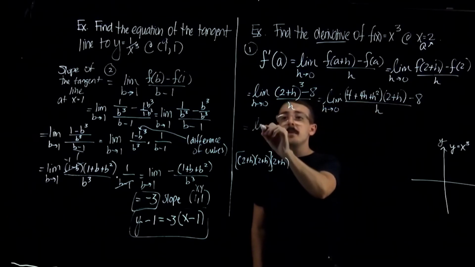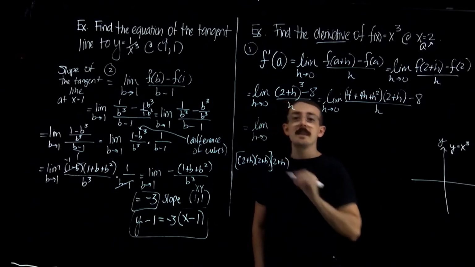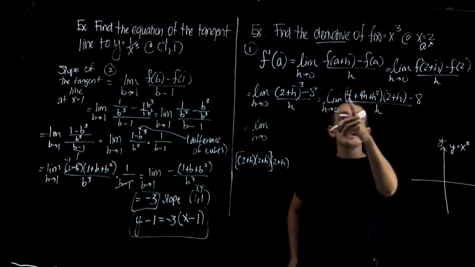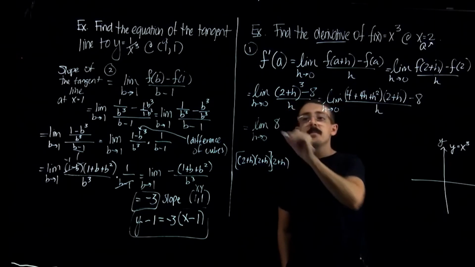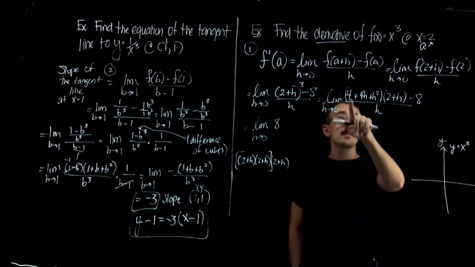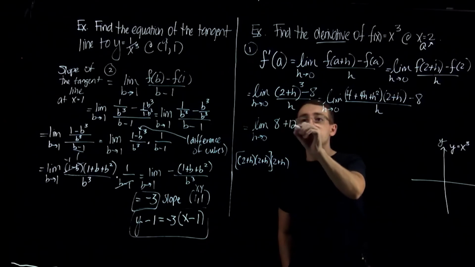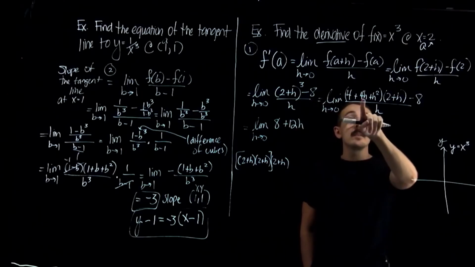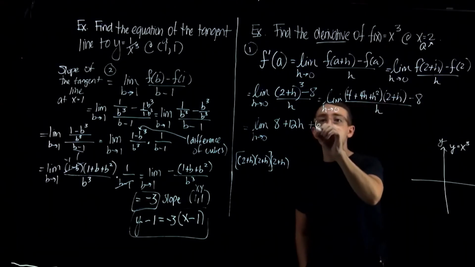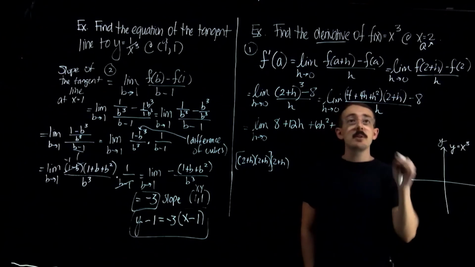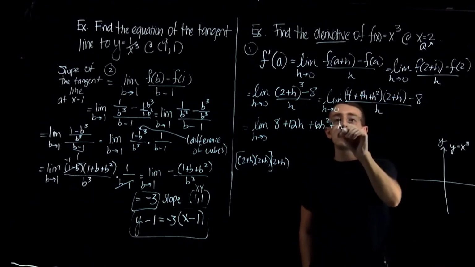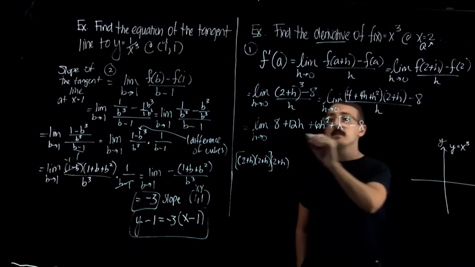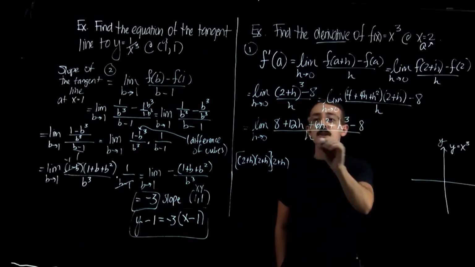So we just need to keep computing here. This is the limit as h goes to 0. Here, this times this gets me 8. If I collect my h terms, I have 4 of them, and I have 8 more of them, for 12 h's. If I collect my h squared terms, I have 4 of them, and 2 more of them make 6. And then how many h cubes do I have? It's just the one at the end. So plus h cubed minus 8 all over h.